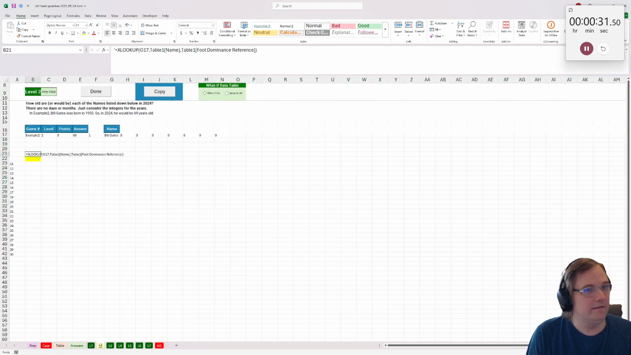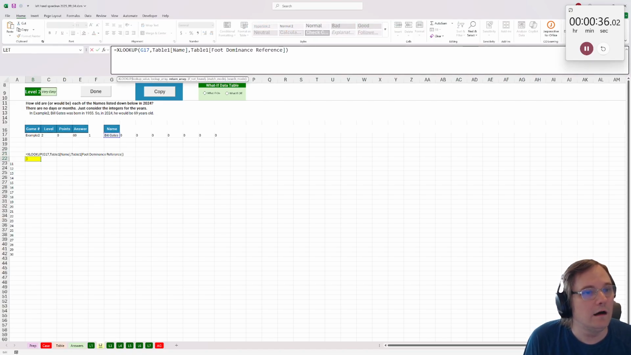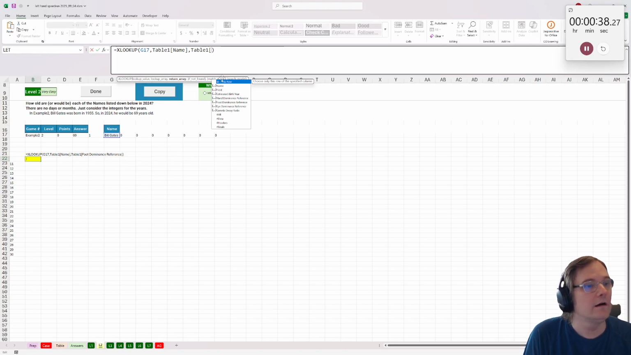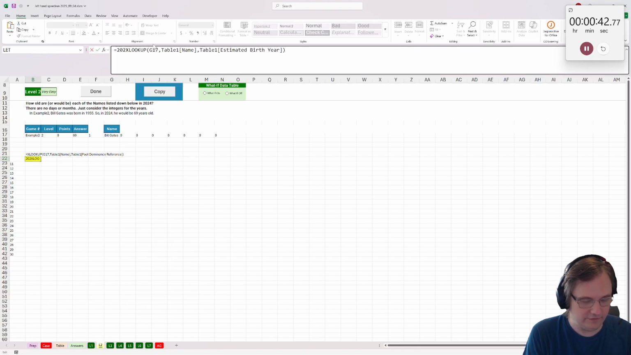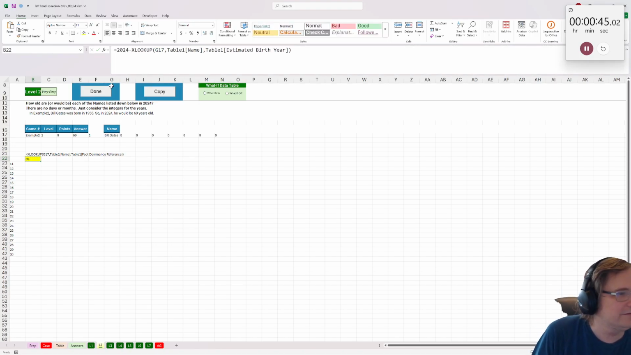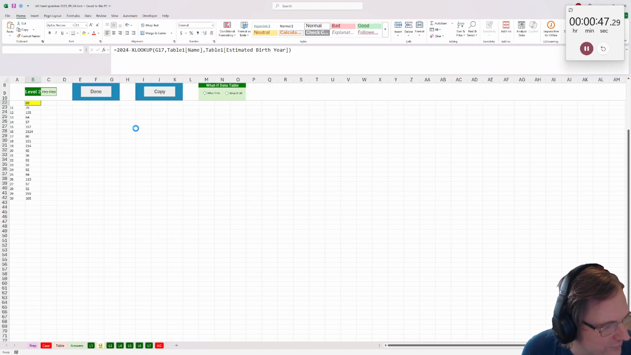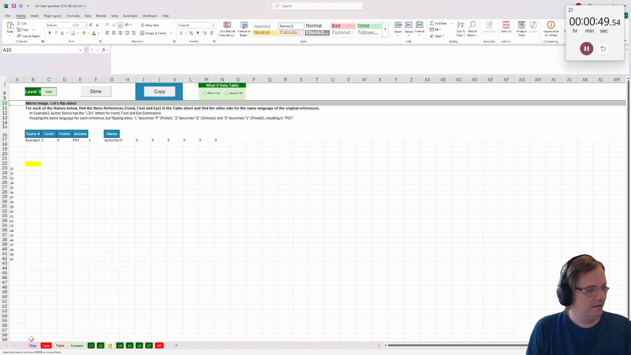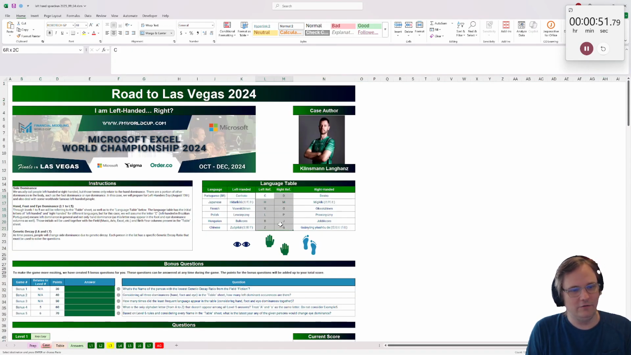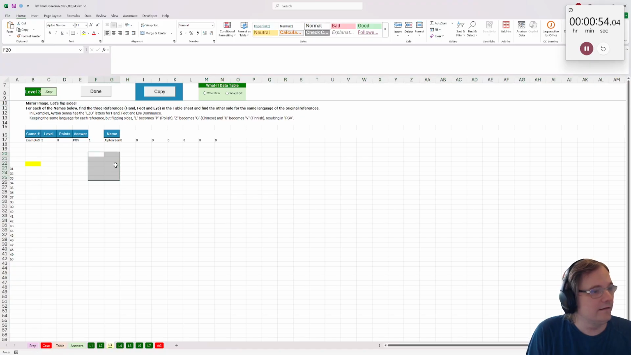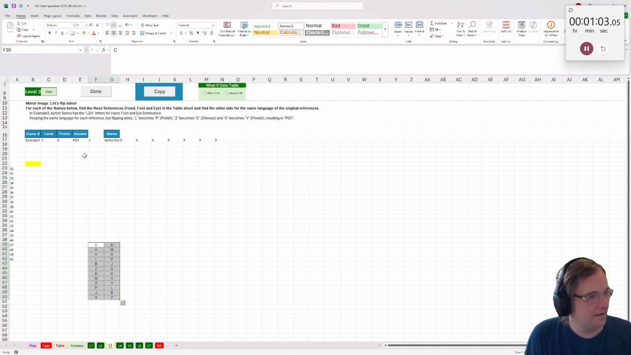All right, and this is the same thing, except instead of foot dominance, I want the year they were born, right? So estimated birth year, and this, I just subtract 2024 minus this. It's not really how ages work, but close enough. Now we got to flip sides, so let's grab all these and say that one is this one, is that one. So that's going to be a lookup table for me.